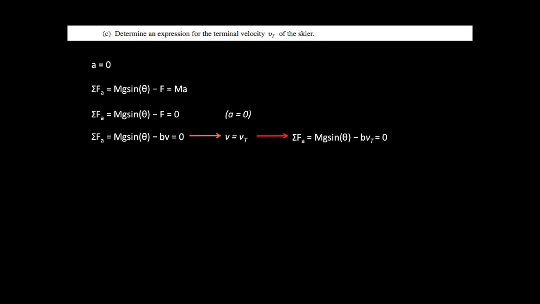So, if we use the equation we found in part B, which was mg sine theta minus F is equal to ma, we can solve this problem. Acceleration is equal to 0, so we get mg sine theta minus F is equal to 0. It was stated in the problem that F is equal to bv, so we can plug that into the function, getting mg sine theta minus bv is equal to 0, where v is equal to the terminal velocity in this case. We can solve for the terminal velocity to get mg sine theta divided by b.